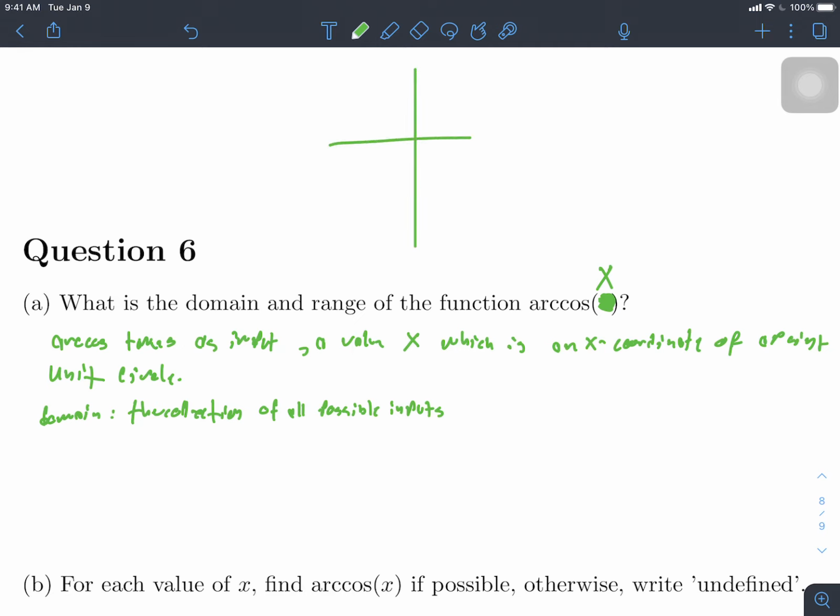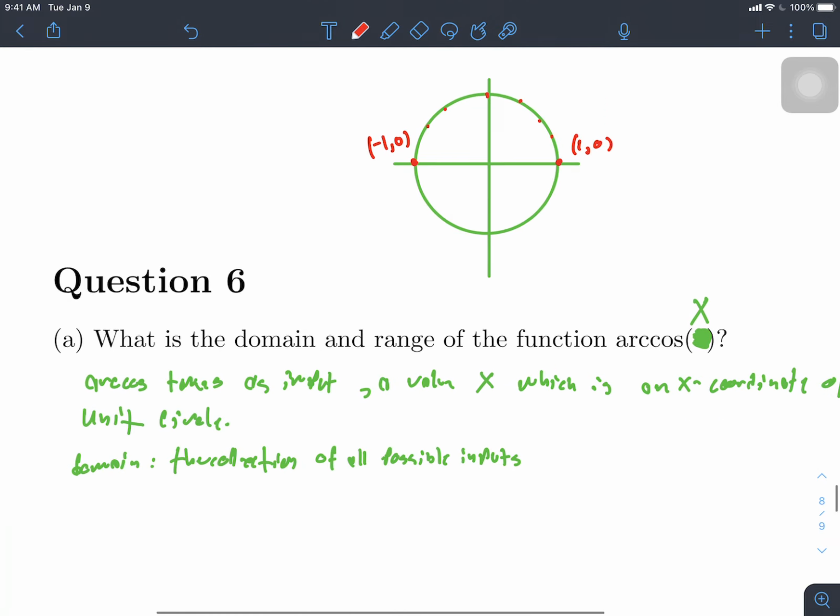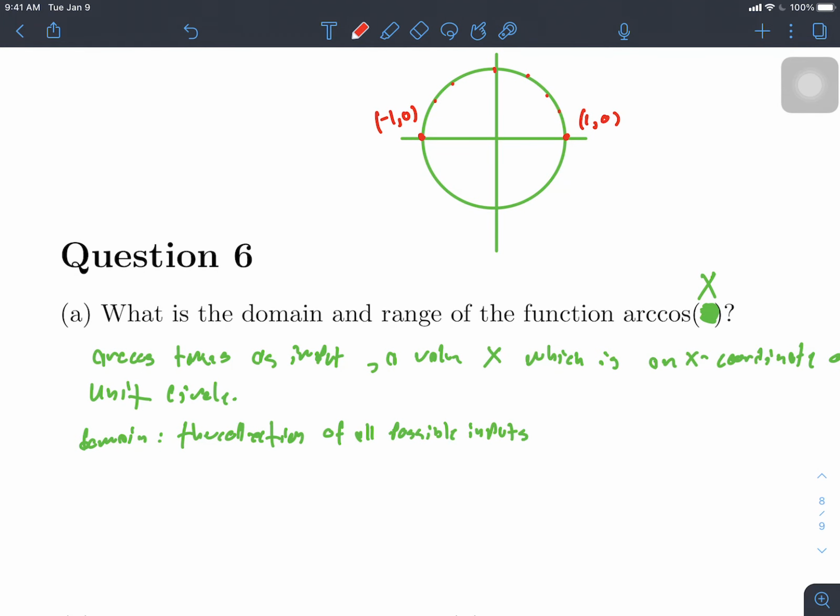If I draw my unit circle, it's not hard to see that the minimum possible x value that a point could take on the unit circle is going to be over here at -1, 0, and then all the x values of the points which are in between are going to be somewhere between -1 and 1. So the domain of our function arc cosine of x should be -1 to 1.